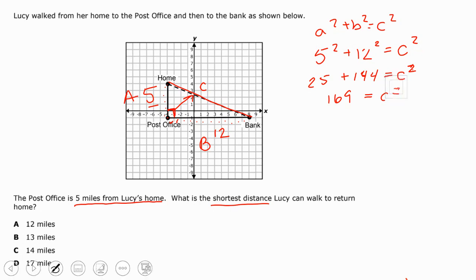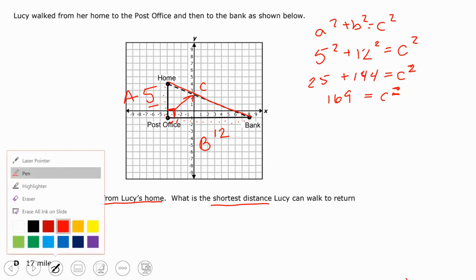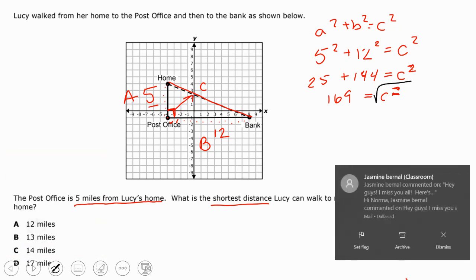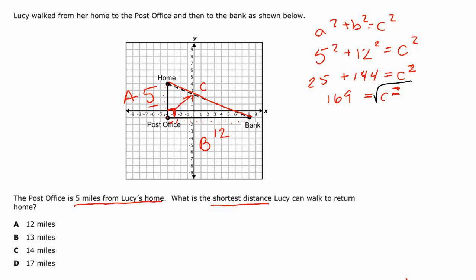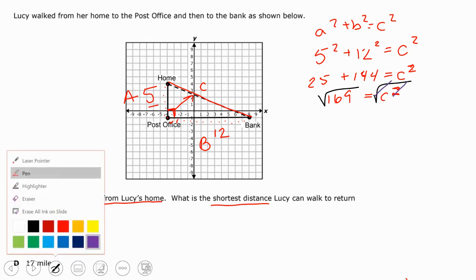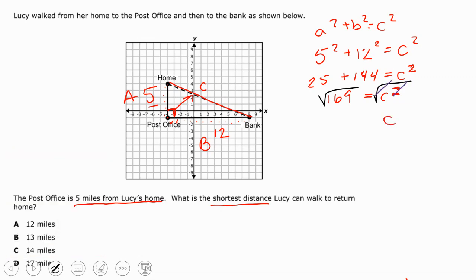equals C squared. But as I can see here, I don't know why that doesn't want to do squared. Okay. But you guys get the point. That's a squared right there. I need to take the square root here. And when I take the square root, this and this cancel out, leaving me with just C by itself. So the answer could be the square root of 169.